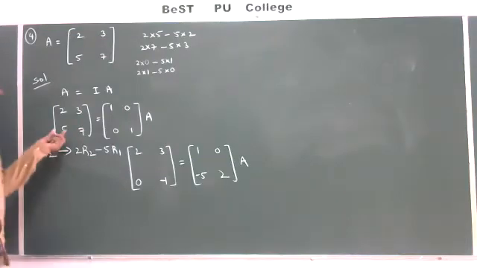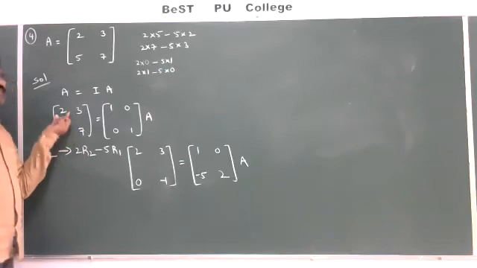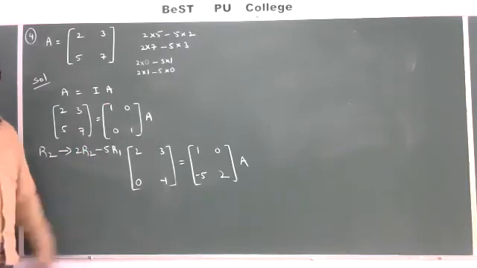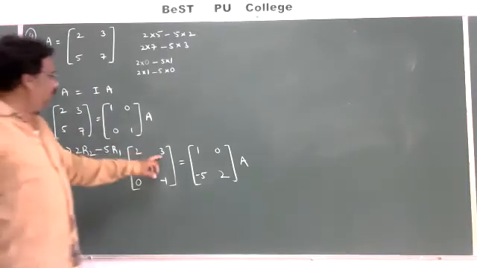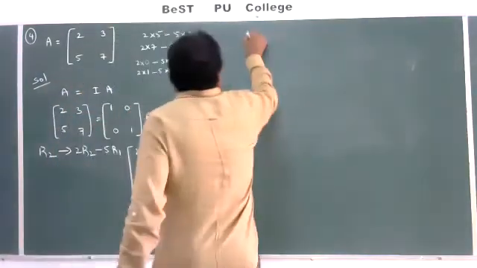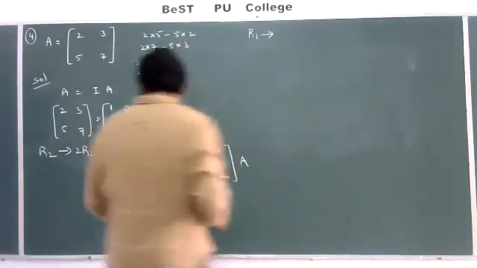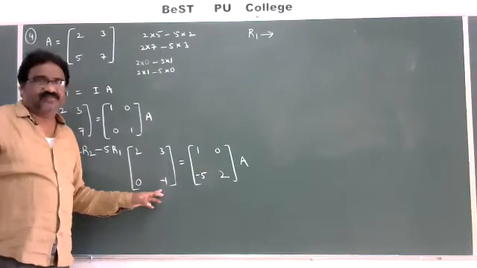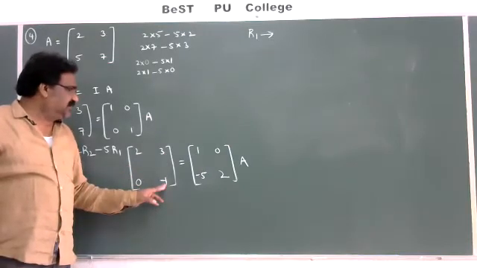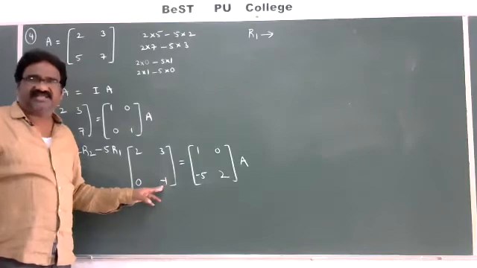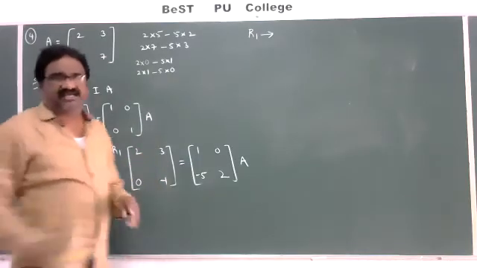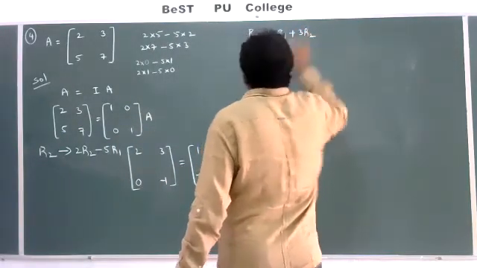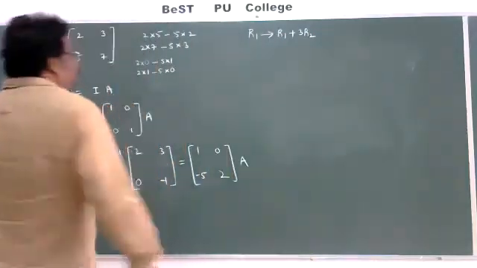First we want to make this element 0 by using this element. That's why I can apply this operation: R2 goes to 2R2 minus 5R1. Next, you make this element 0. Here observe this. You make this element 0 by using this element only. So this is 3. You can multiply 3 for this element, you get minus 3. Then adding both, you get 0. That is R1 goes to R1 plus 3R2.